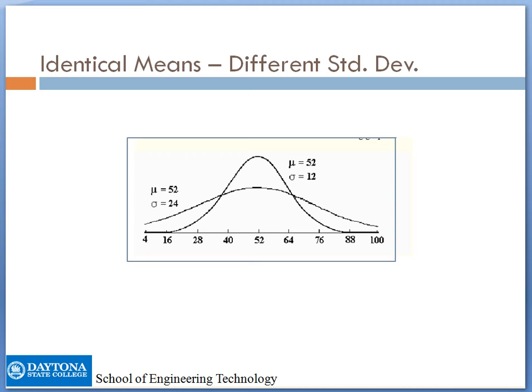This is another example. You have the same mean, the same average of 52, and you have different standard deviations. One is 6 and the other one is 12. So the one with 6, you're going to see a higher peak because the data is not spread out as much as the one with the standard deviation equal to 12. If the distribution is normal, the mean is the best measure of central tendency that you can use.